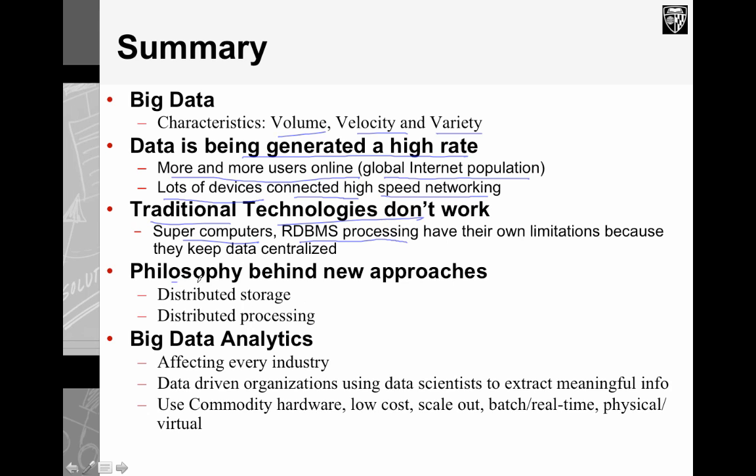The philosophy behind new approaches is really distributed storage and distributed processing. And there are different technologies that have come into the marketplace that make it possible for us to do that today. In terms of big data analytics, it's affecting every industry. Lots of organizations, which we call data-driven organizations, are using big data analytics to get more insights into their customers. And they are using data scientists to extract meaningful information from their big data. They use commodity hardware, low cost, scale out, batch or real-time processing technologies on physical or virtual hardware.